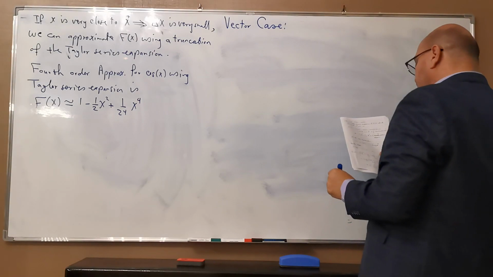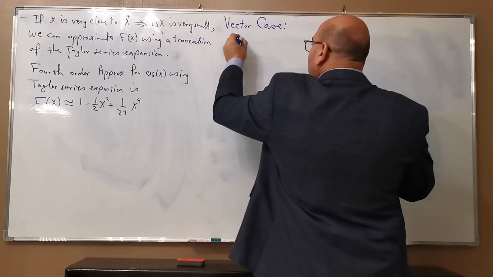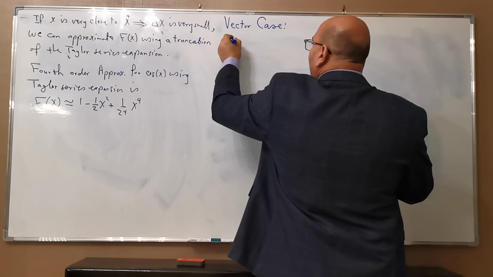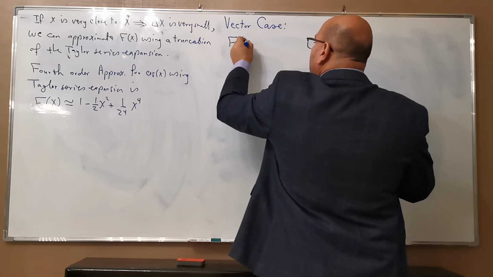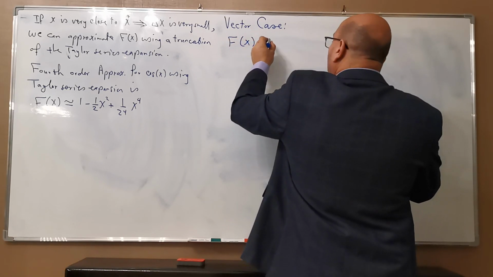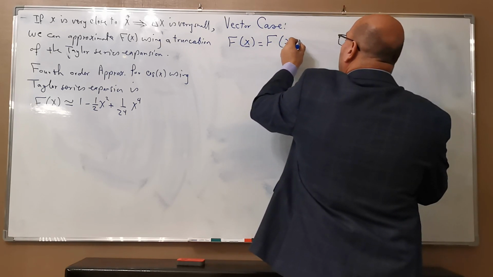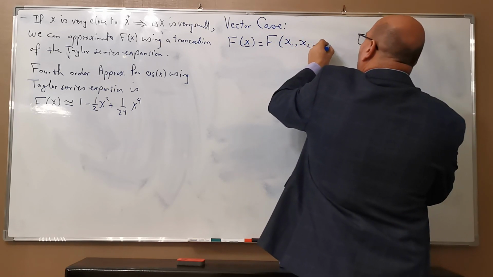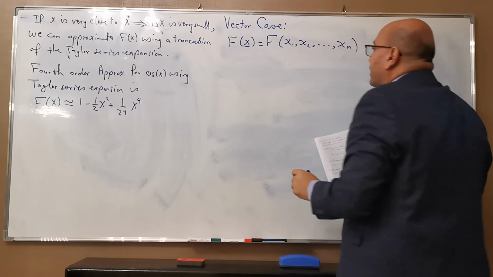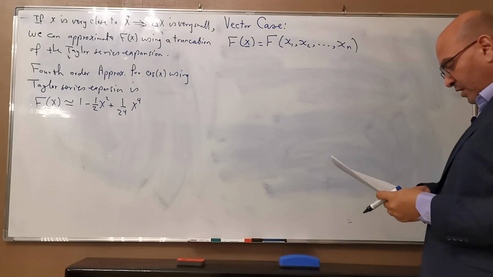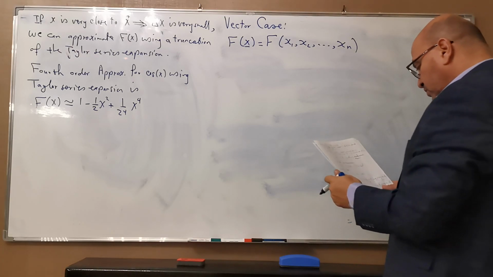Vector case for Fourier series. We will say that if we have variables or a vector, f of x is equal to f of x1, x2, up to x sub n. So you have n number of variables. How can we do the Taylor series expansion for those?